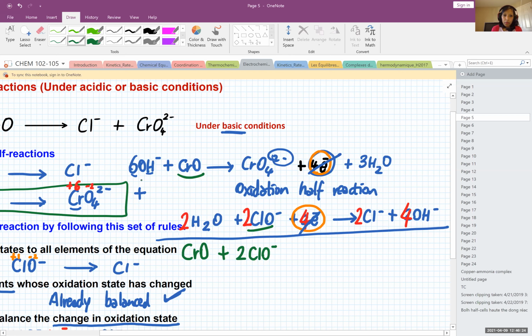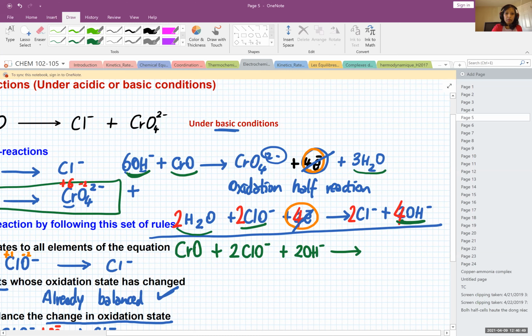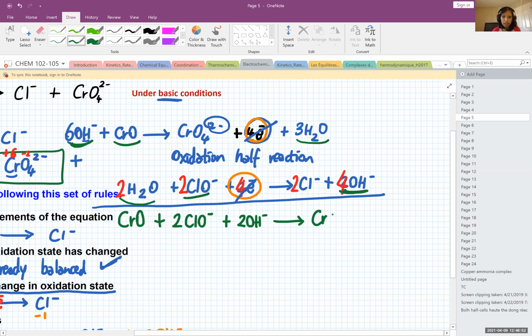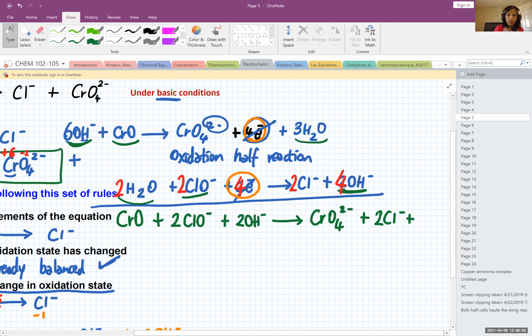Okay, now I've got 6 OH minus on the reactant side here, and I've got 4 OH minus on the product side. So this leaves me with 2 OH minus on my reactant side in my main equation. Then I look at water. I've got 3 water molecules on the product side, 2 on the reactant side. This will leave me with 1 molecule of water on the product side. So I continue writing the products plus 2 Cl minus plus 1 water molecule.